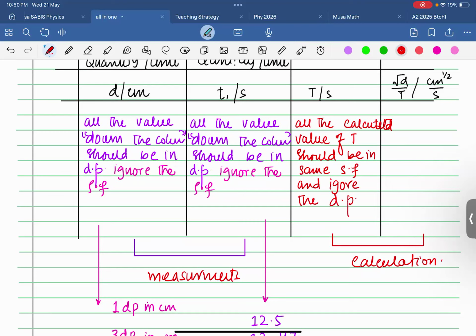Please keep in mind, once you are done taking the measurement, you have nothing to do with the decimal place. Just ignore that. They're useless for you guys. So once you are done taking the measurement, just ignore that.